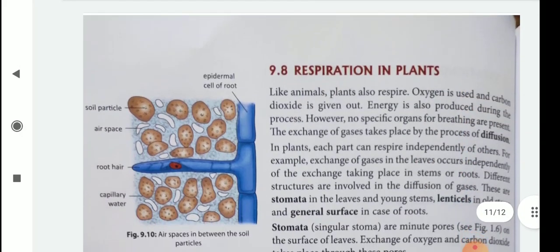Now we will see how plants respire, or respiration in plants. Like animals, plants also respire. Oxygen is used and carbon dioxide is given out. Energy is also produced during the process. However, no specific organs for breathing are present. The exchange of gases takes place by the process of diffusion. So, plants can respire through diffusion.